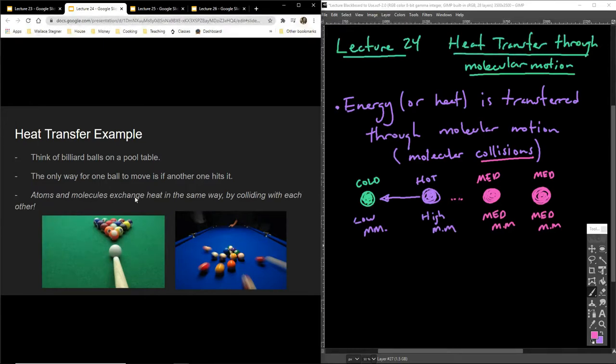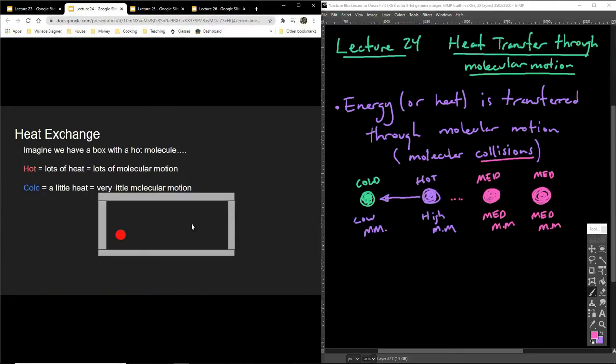So atoms and molecules literally exchange heat in the exact same way as these pool balls do. They have to hit each other in order to exchange energy and provide molecular motion to other molecules. So let me give you an easy example just to start off with.